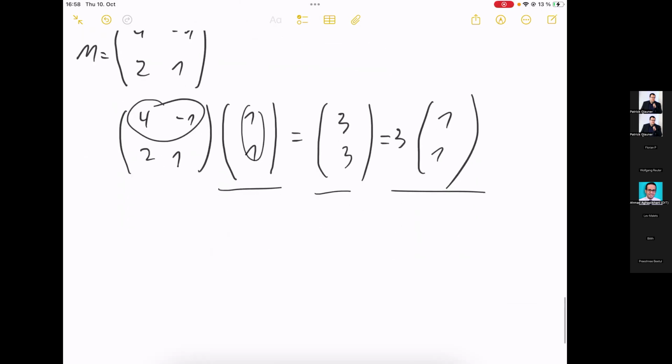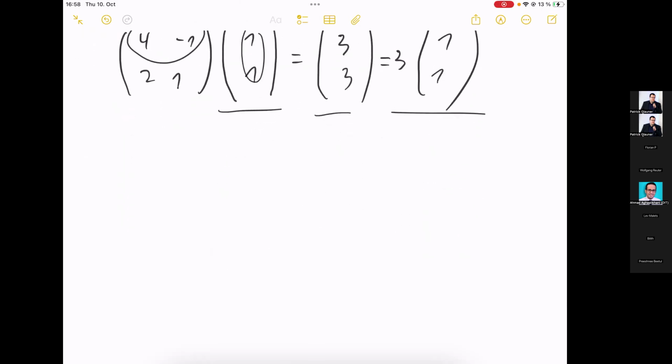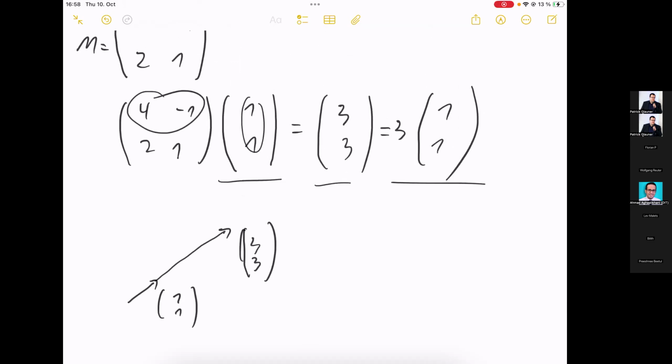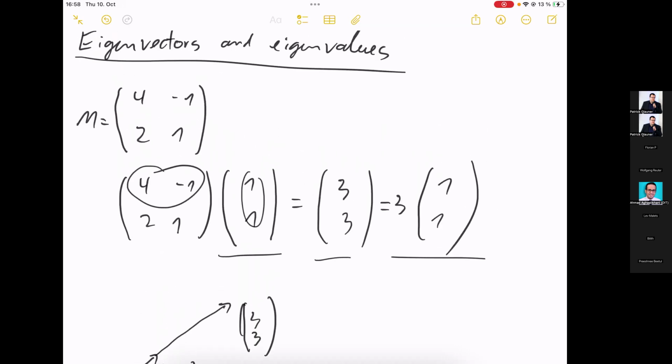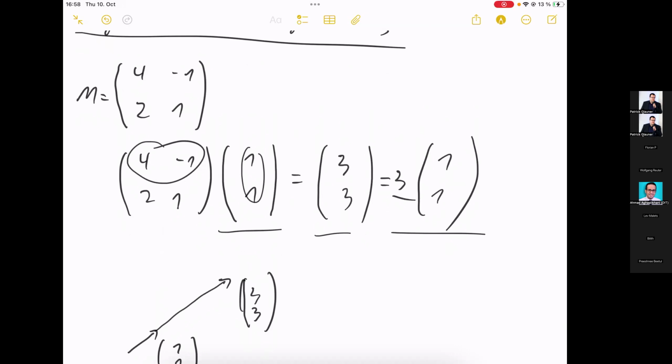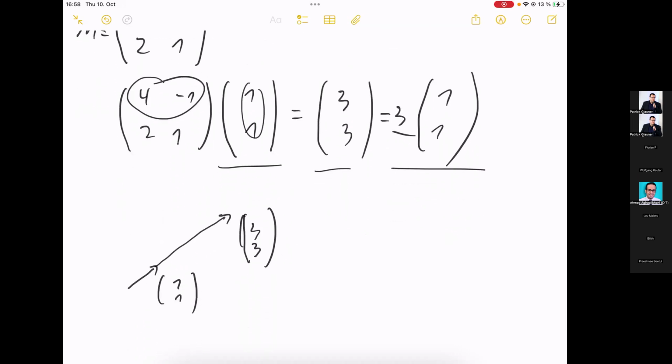And we can also try to visualize this from a geometric perspective. Imagine we have the vector 1, 1, and we multiply it with M, and we get vector 3, 3. Same direction, but longer. And concretely, this means that 1, 1 is a so-called eigenvector of matrix M, and the factor 3 is a so-called eigenvalue. As we see, 3, 3 is the same direction as 1, 1, it's just longer.